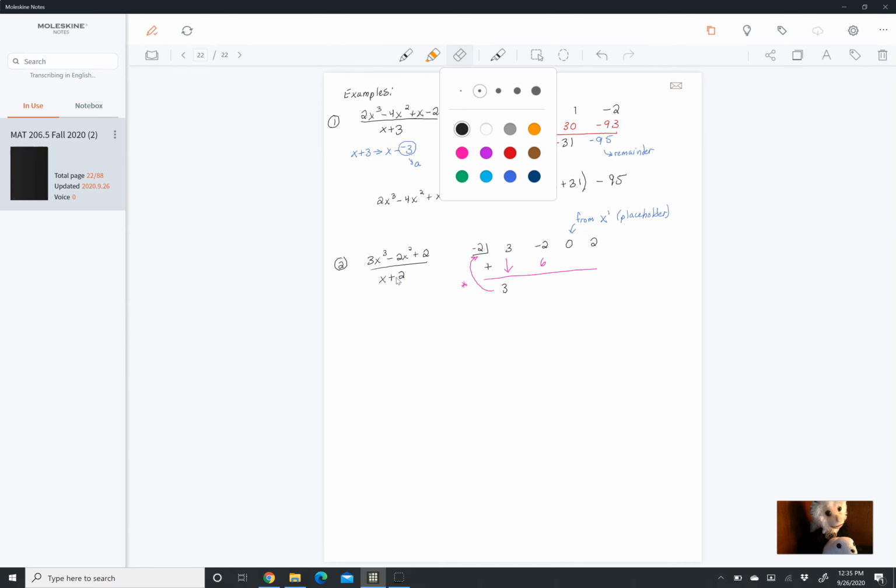We would have been dividing by x plus 2. Now we're doing a -2. So -2 and -6, our negative didn't come out. -2 and -6 is -8. And now once again, we multiply. So -8 times -2 is +16. 0 plus 16 is 16.